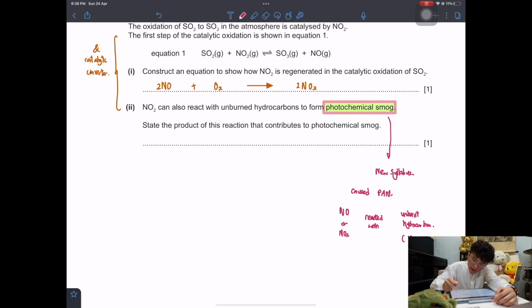Okay, we also call it VOC, volatile organic compound. State the product of this reaction. I know that the answer is just PAN. You can write the short form for this question, reason being they accept it in short form. Or you can write peroxyacetyl nitrate. Okay, next.